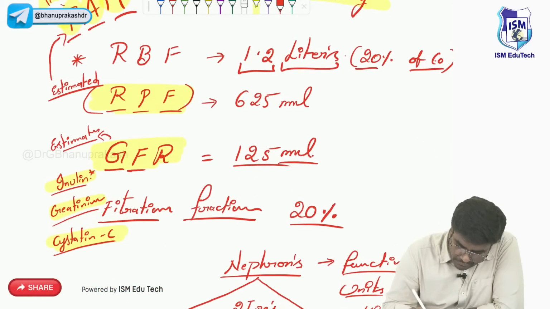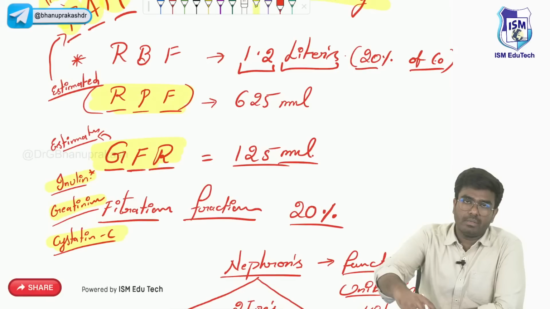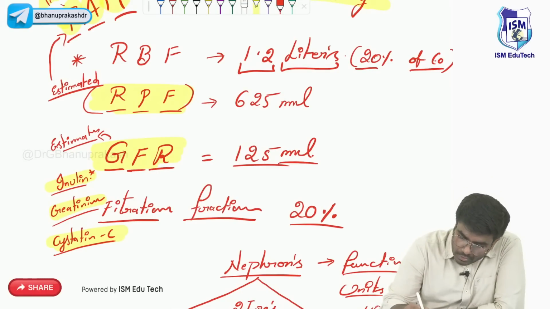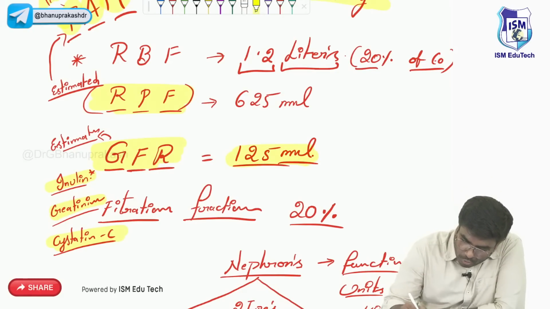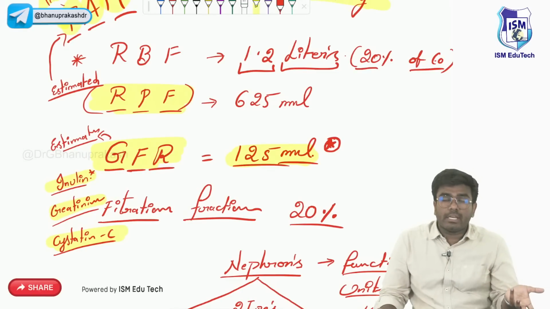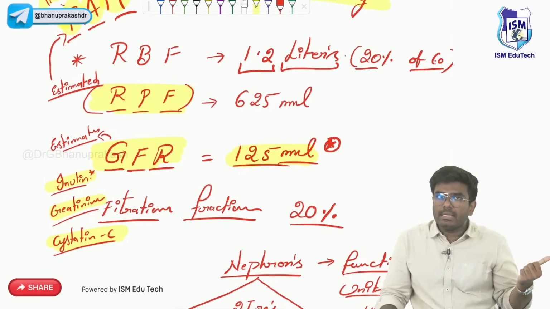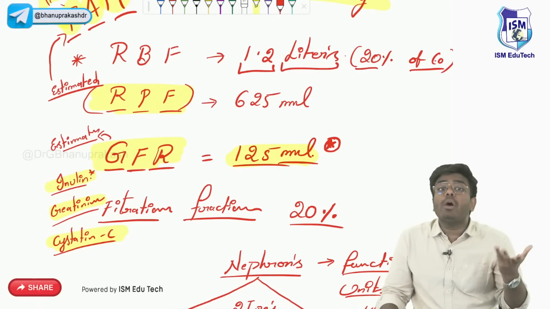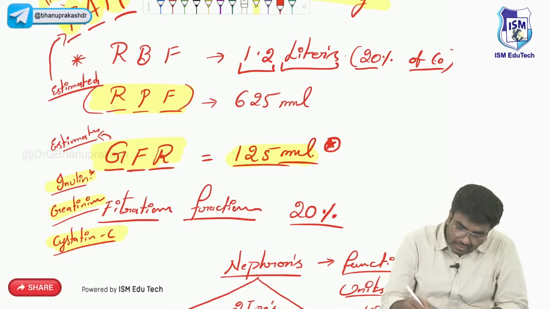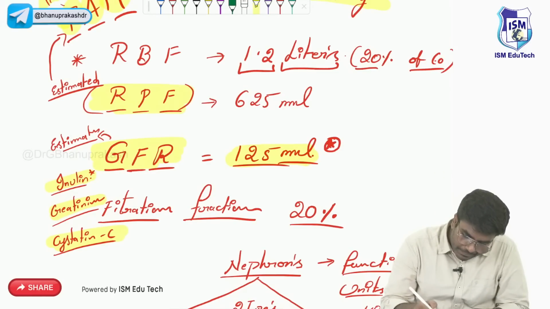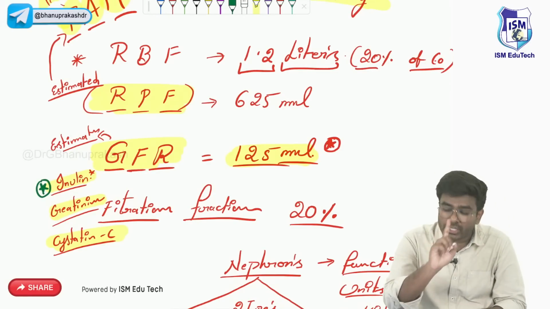Every student knows GFR, the glomerular filtration rate. How much is getting filtered every minute? 125 ml. 125 ml is the glomerular filtration rate. Now, how can we estimate it? Renal plasma flow is estimated by para-aminohippuric acid. Glomerular filtration rate is 125 ml. How can we estimate it, sir? We can estimate it with the help of certain markers like inulin, not insulin, inulin.